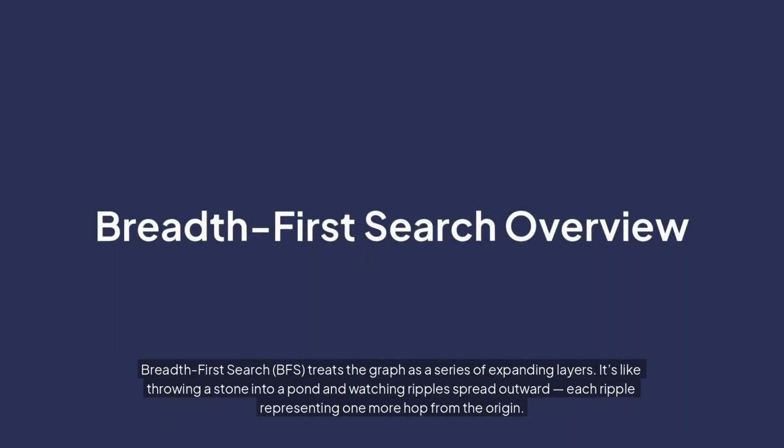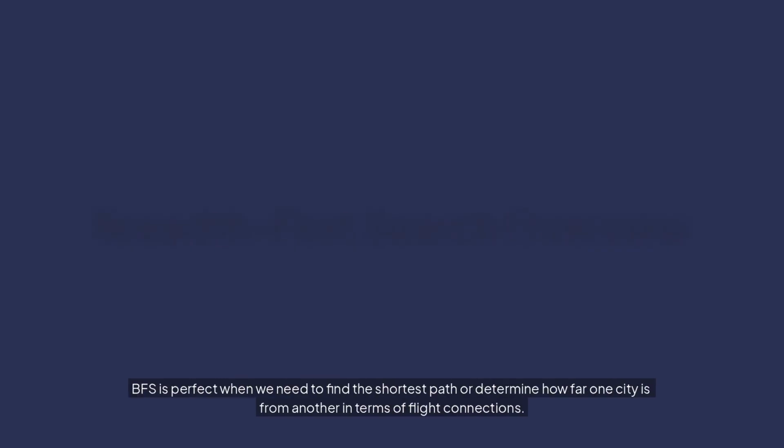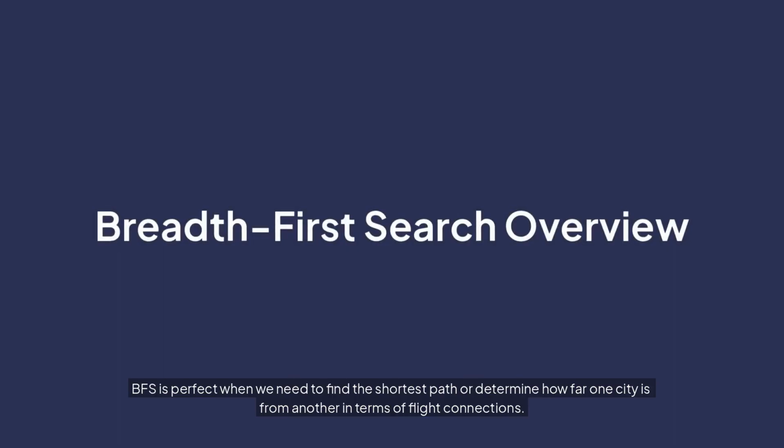Breadth-first search, BFS, treats the graph as a series of expanding layers. It's like throwing a stone into a pond and watching ripples spread outward, each ripple representing one more hop from the origin. BFS is perfect when we need to find the shortest path or determine how far one city is from another in terms of flight connections.